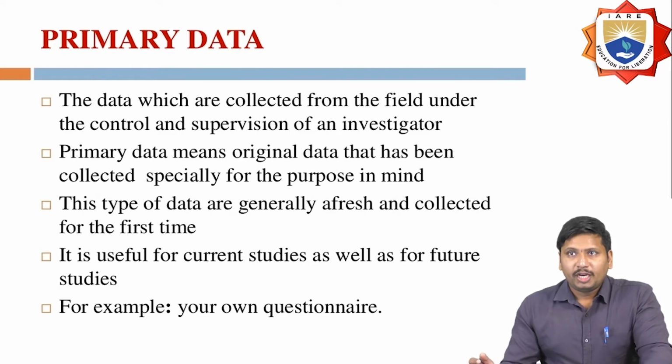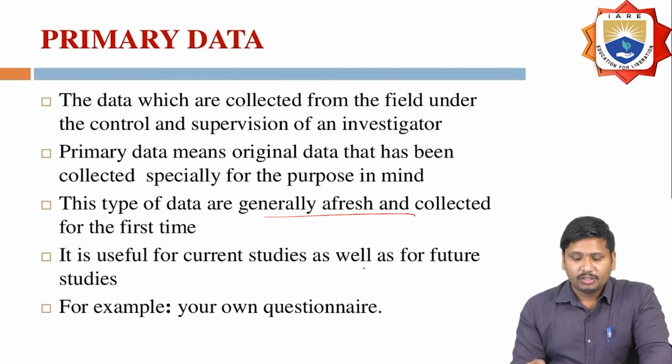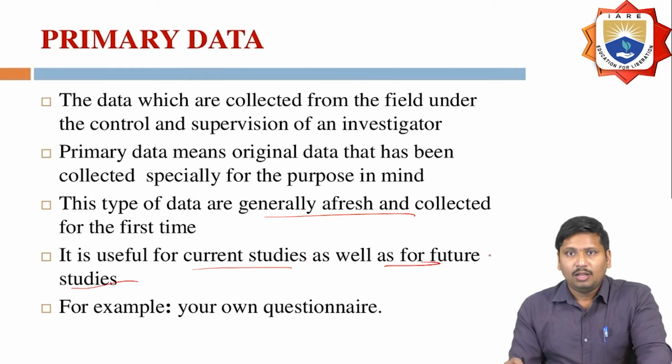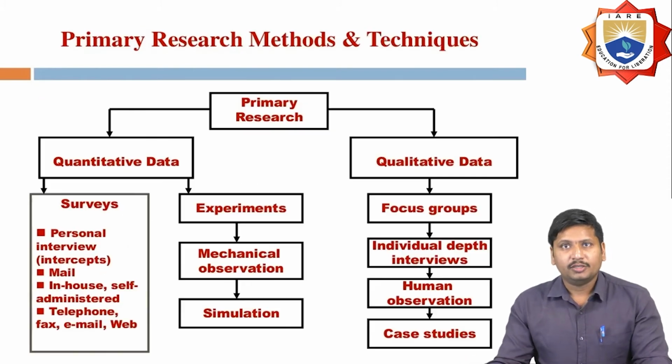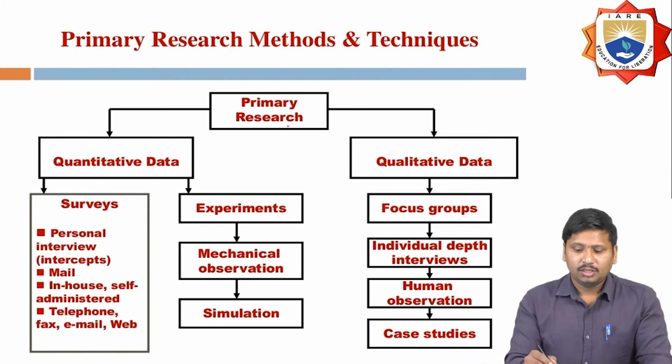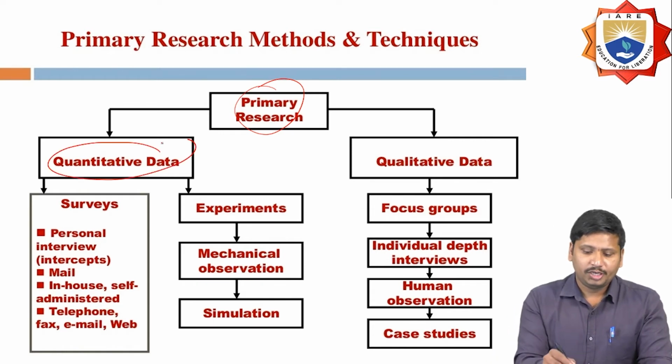Primary data is the data collected from the field under the control and supervision of an investigator. Primary data means the original data has been collected specially for the purpose in mind. This type of data is generally fresh and collected for the first time, and it is useful for current studies as well as future studies. For example, a questionnaire is another example of primary data. Some of the primary research methods and techniques we are going to consider here: the primary research we conduct is classified into two types of data, quantitative data and qualitative data.